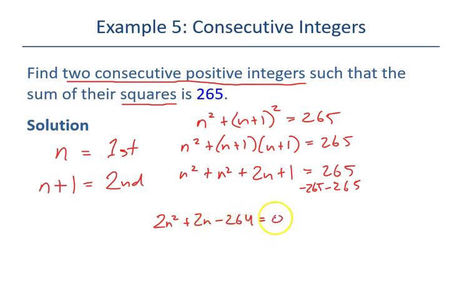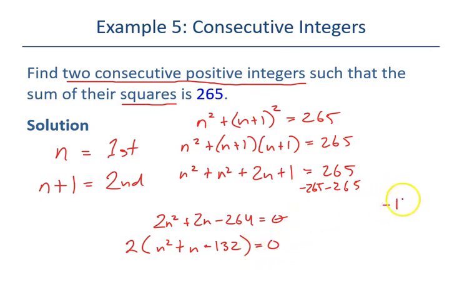264, all equal to 0. Okay, notice I can factor a 2 out of this. Factor 2 out and I get n squared plus n, and then 264 divided by 2, just real quick on the calculator, is 132. Could have done it in my head, but I don't want to waste a lot of time here. It's going to be minus 132, all equal to 0.